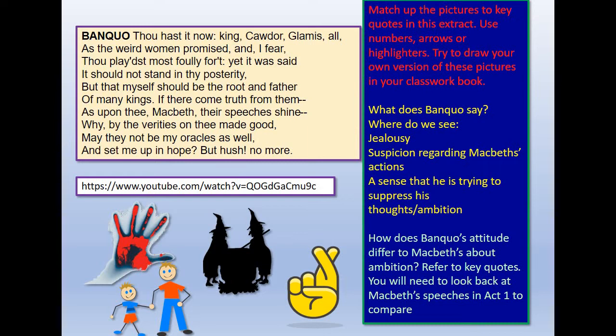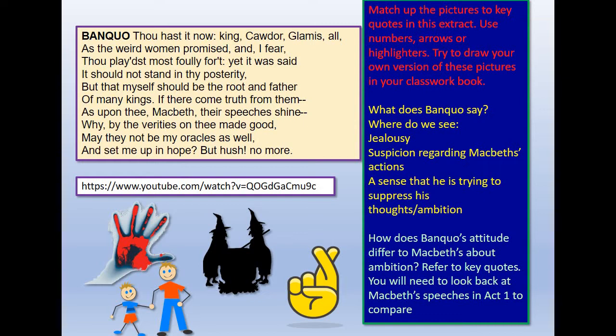And you're going to see where the quote or quotes show us a sense that he is trying to suppress them. He's trying to control and push down his thoughts or his ambition. Where do we see that? Okay, why does that quote suggest that that's what Banquo is doing? And the fact that Banquo is trying to suppress those ambitions or those thoughts, what does that tell us about him? Why is that interesting? Why does Shakespeare show us that?